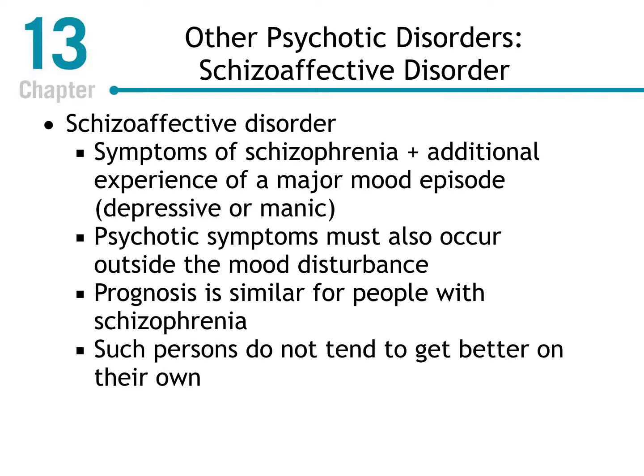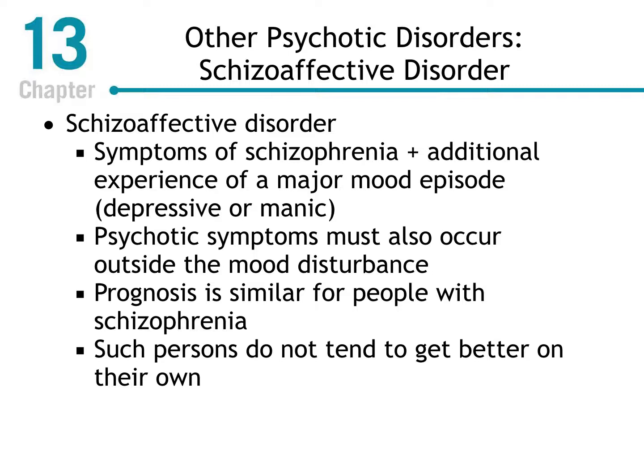So, schizoaffective means that you have the symptoms of schizophrenia plus a major mood episode. So, that's either a depressive episode or a manic episode. The key for this is that your psychotic symptoms must also occur outside the mood disturbance. If they do not occur outside the mood disturbance, then what would your diagnosis be? It would probably be that mood disorder with psychotic features, right? So we can add the specifier with psychotic features to our mood disorder diagnoses, okay? Again, those have a much better prognosis when it's just a psychotic feature of a mood episode.